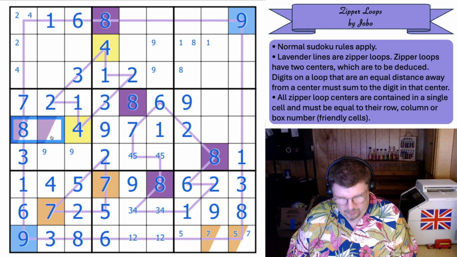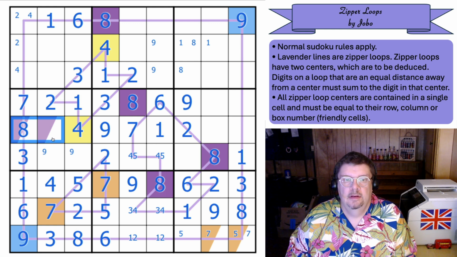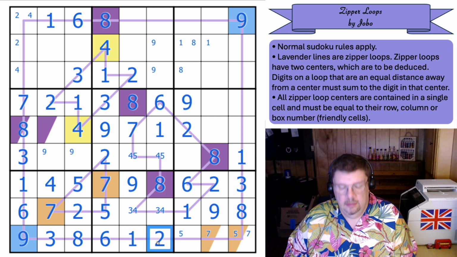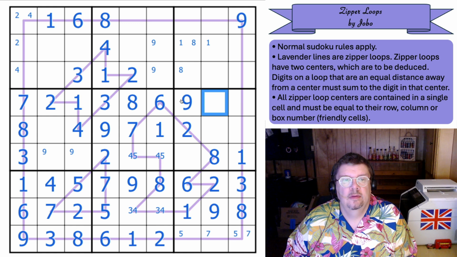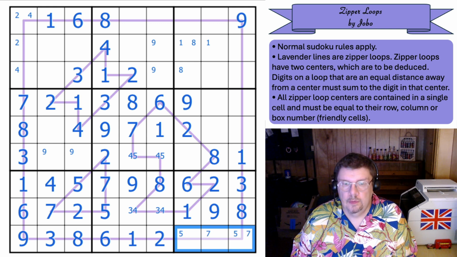I think my color has served its purpose now. Let me finish off this thought. This is a 1, this is the 2. Let's remove the color. All right. So this is 5, 7, and 4. Oops, try again.